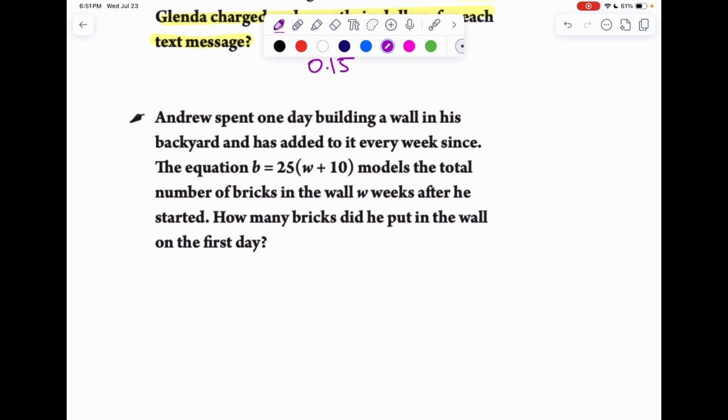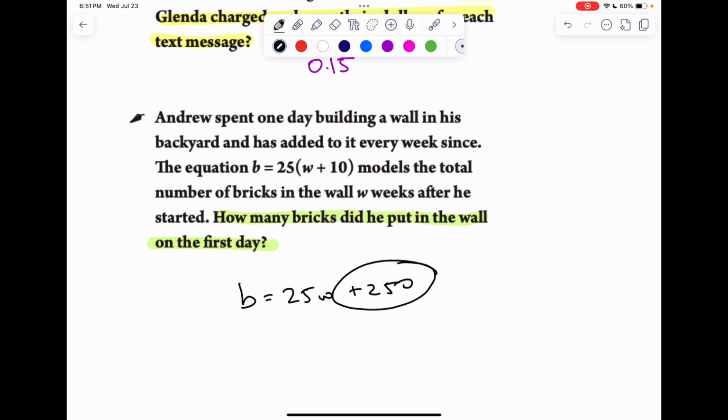Andrew spent 1 day building a wall in his backyard and has added to it every week since. The equation B equals 25 times quantity W plus 10 models the total number of bricks in the wall W weeks after he started. How many bricks did he put in the wall on the first day? So if we think about this, W is the weeks after he started. What would be our baseline? What would be what we had there on the first day when our weeks are 0? This right here is not in y equals mx plus b form, but we could distribute the 25 and see it looks like this. What's our y-intercept? 250. That's our b value, our brick value when our W is 0.